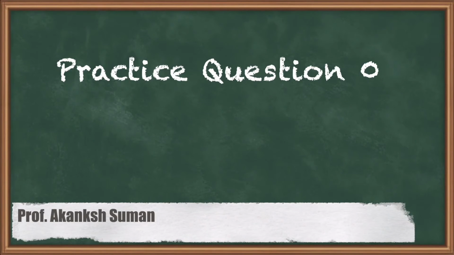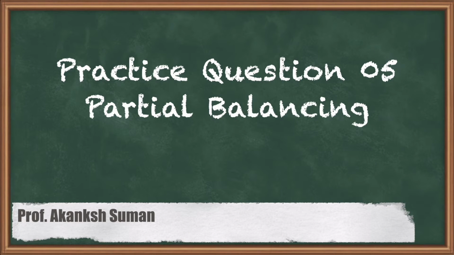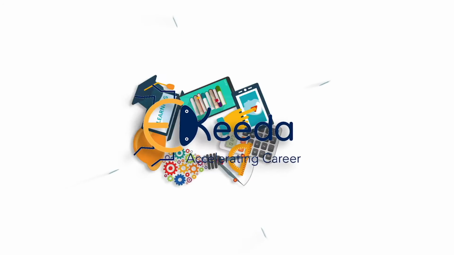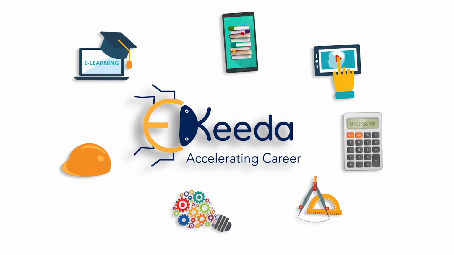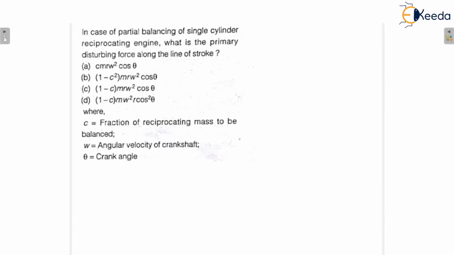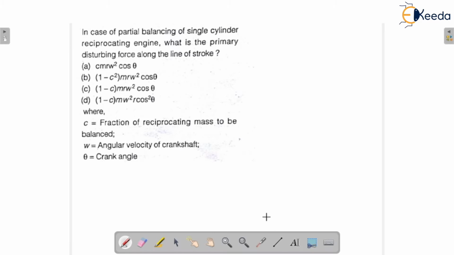Hello everyone, now we are going to solve the questions based on the partial balancing. First we need to read the question. In the question it is given that in case of partial balancing of the single cylinder reciprocating engine, what is the primary disturbing force along the line of stroke? We all know each and every term that is given in the question.